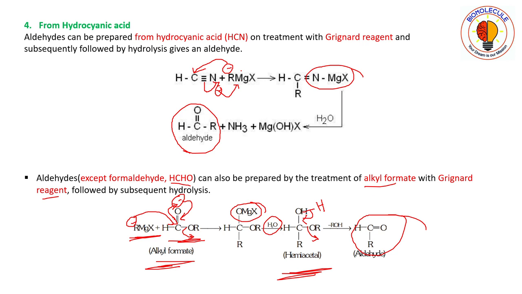So what it does, the Grignard reagent attacks the electronegative atom, which now bears a negative charge, here nitrogen and here oxygen. Those electronegative atoms coordinate with the magnesium to give an intermediate. Further hydrolysis of that intermediate will give you aldehyde.